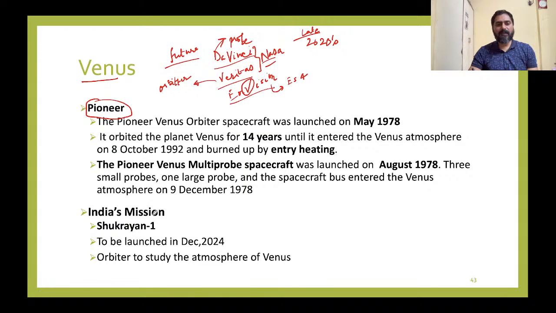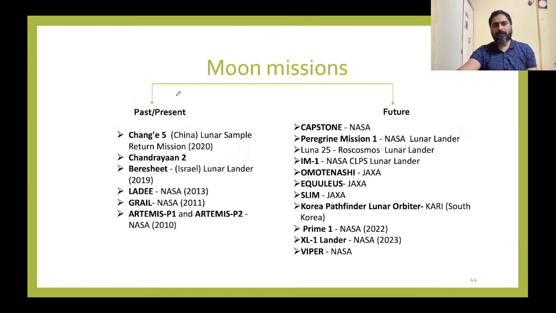India is also planning the Shukrayaan mission. It was expected to be launched by December 2024, but it has been delayed. It will study the atmosphere of Venus. Pioneer is an old mission, but you need to remember the newer missions, that is, DAVINCI and VERITAS. One unique thing about these missions is that they have the letter V in them, so you can clearly identify that these missions have been sent to Venus.